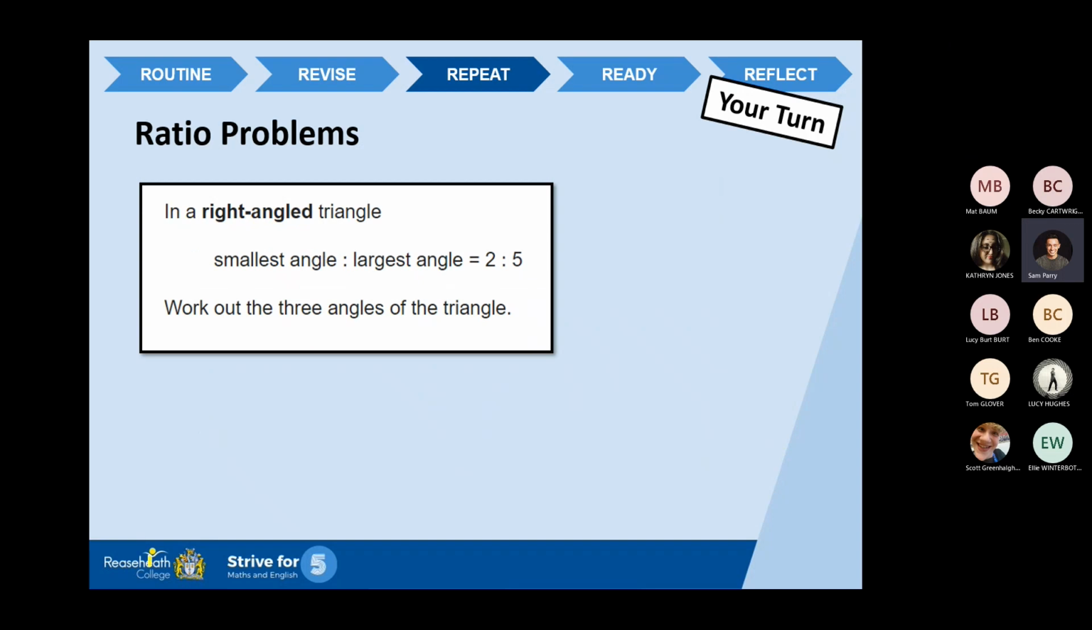This is the last one. I think the most tricky because it's kind of misleading here. In a right angled triangle, the smallest angle to the largest angle is 2 to 5. Work out the 3 angles.